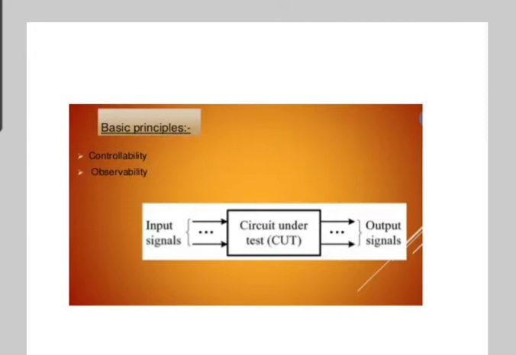So here is the diagram, CUT, that is the circuit under test. The input signals are given, and let me get the output signals here.